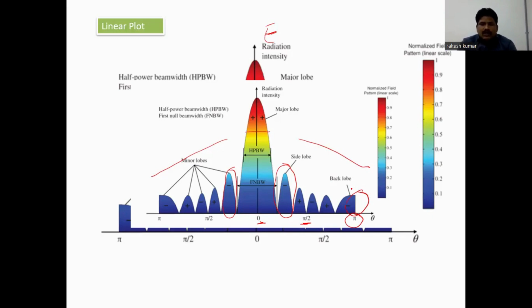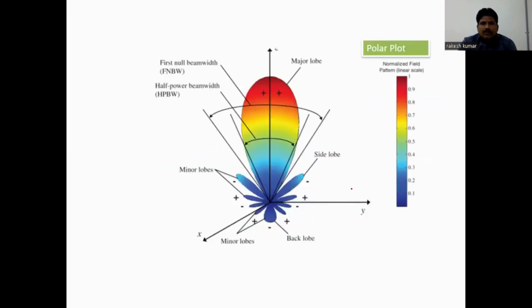What are the two types of representation of any radiation pattern? One is the polar plot. This is the polar plot representation. This is the major lobe, and all the remaining are side lobes. What is meant by the back lobe? The lobe which is exactly opposite to the major lobe. So this is 180 degrees opposite. It is called the back lobe.